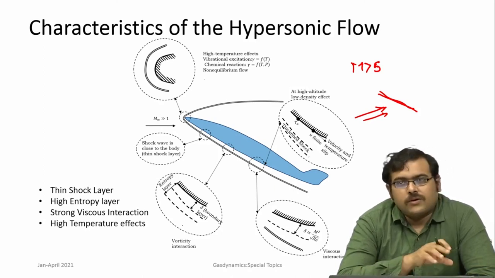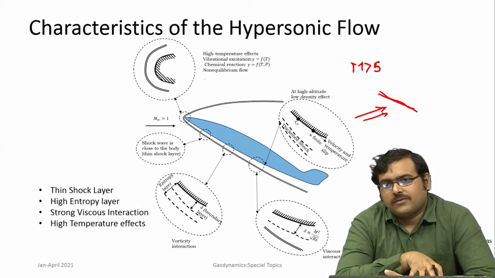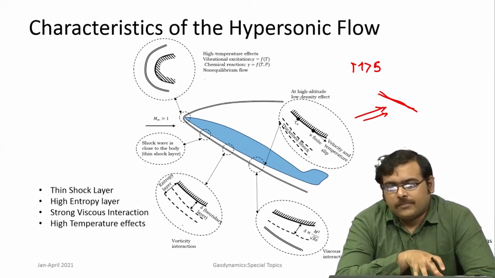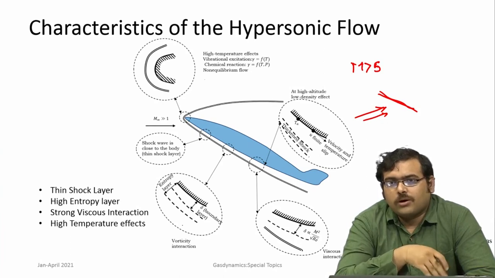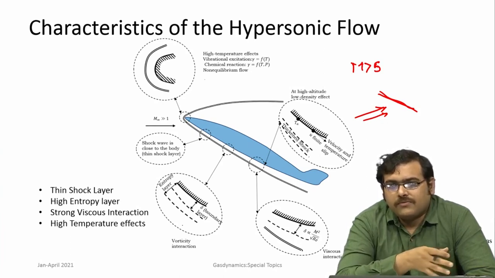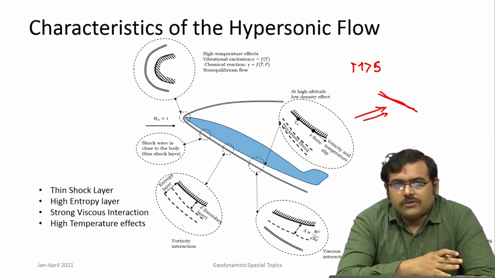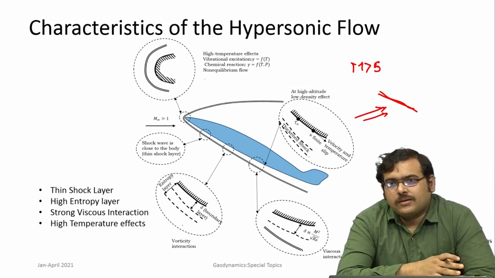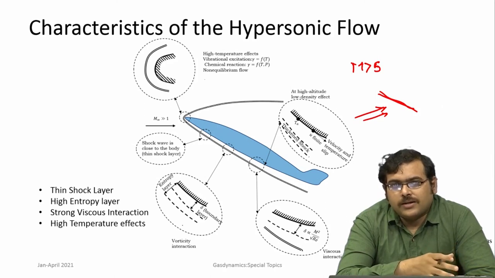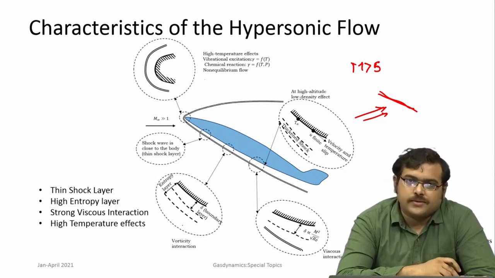So, what we really need to understand in hypersonic flows is that there are several flow features which become dominant, and they are different compared to supersonic flows. Therefore, if you are looking at bodies in hypersonic flow, their shapes, the way they are designed, are completely different from the way bodies in supersonic flows are designed.